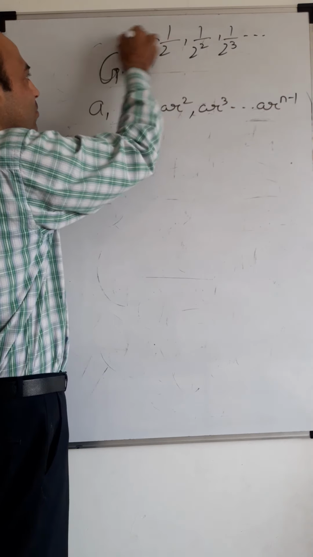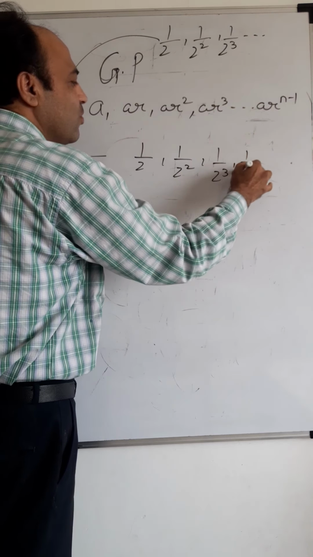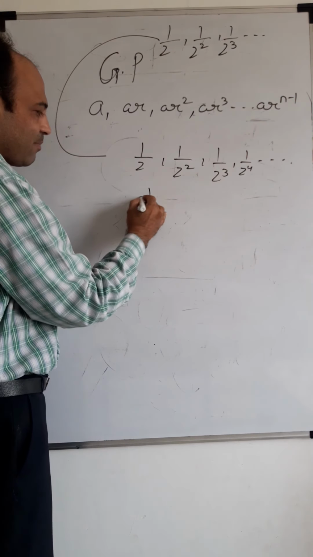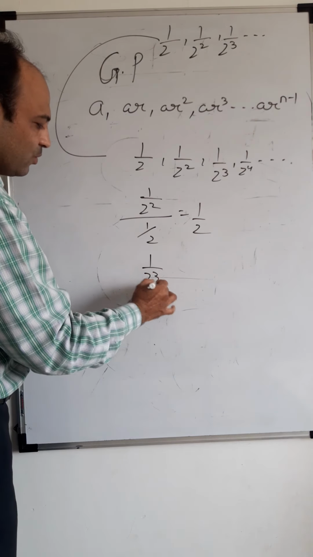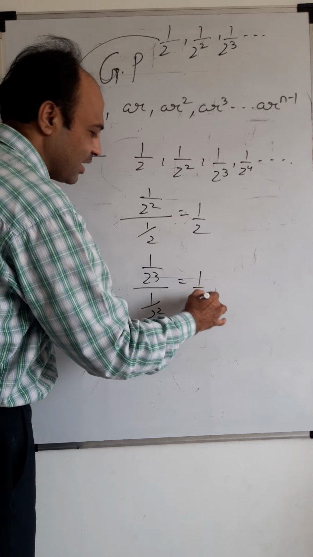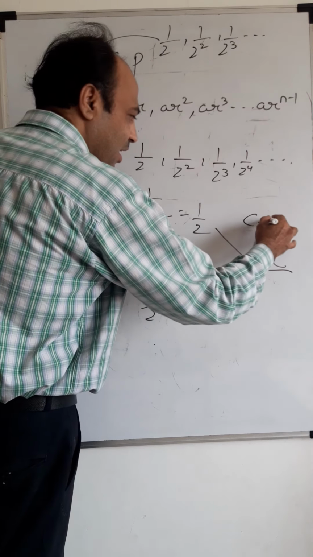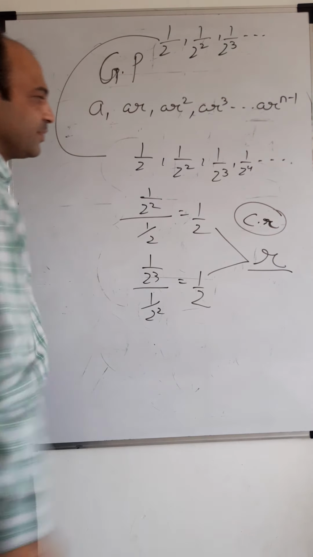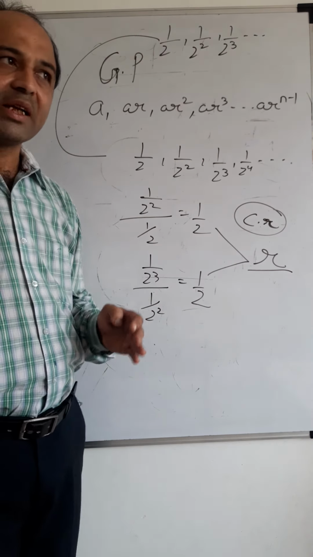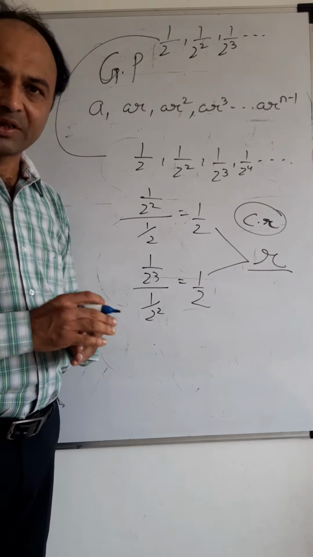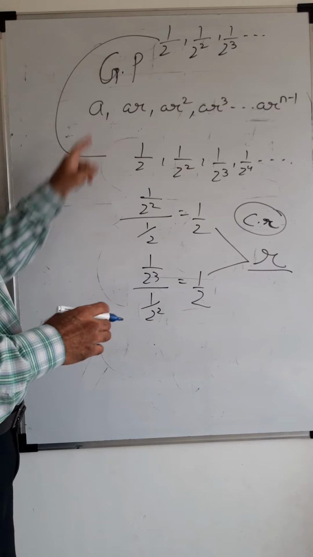Means look at this: 1/2, 1/2², 1/2³, 1/2⁴, it is going. So 1/2² upon 1/2 will give you 1/2. 1/2³ upon 1/2² is again 1/2, and this is known as the ratio, common ratio, CR, correct? So in GP, what happens between two consecutive terms? The ratio is constant. Second term upon first, third upon second, fourth upon third. So this is known as geometric progression.